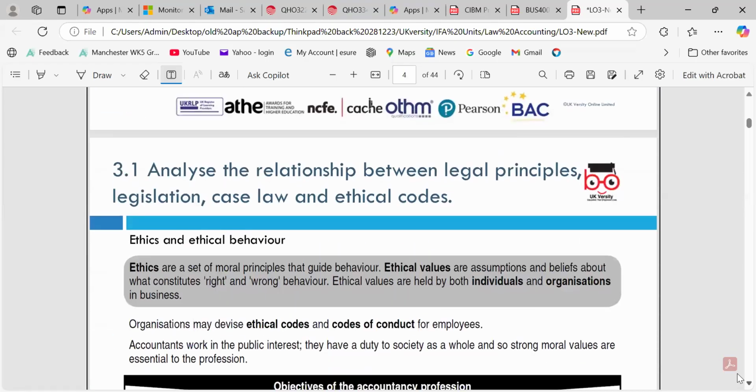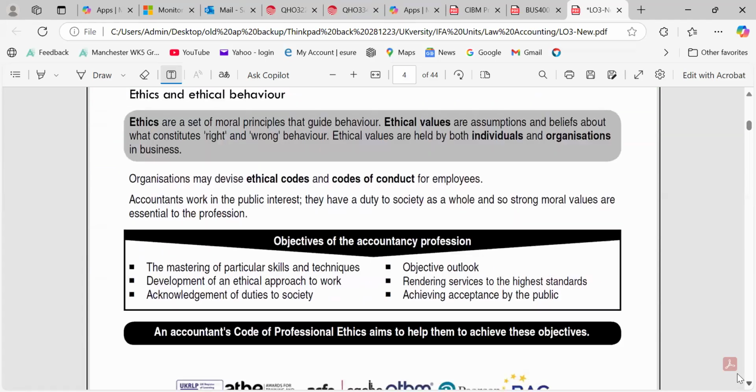Okay, so let's first think about ethics. Ethics are the set of moral principles that guide behaviors, and ethical values are the beliefs about what constitutes right and wrong behavior. Ethical values are held by individuals and organizations. We need to be true and fair. We work in the wider interest of the public. We need to think about stakeholders, not just shareholders.